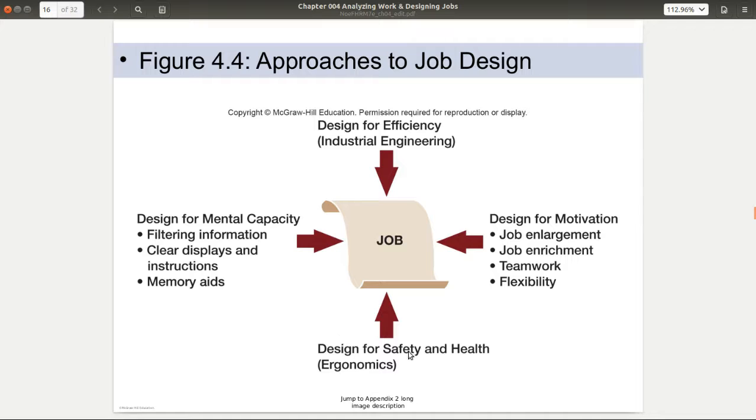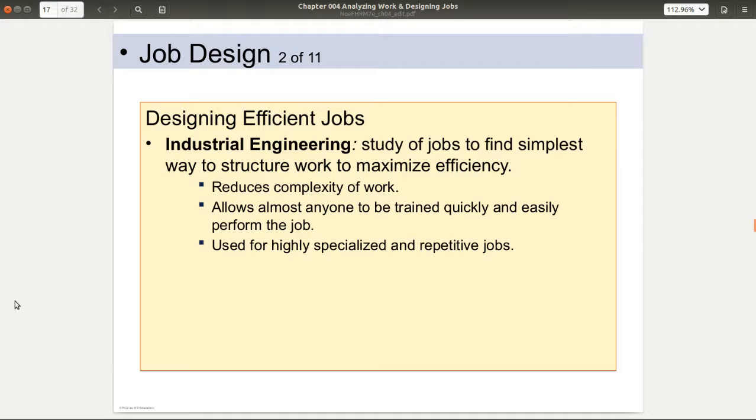Maybe one of the things you want to do is design for safety. So, for example, if you're talking about firefighters, one of the things they'll do is design those jobs to make them as safe as possible, because those are inherently dangerous jobs. And designing for mental capacity. Maybe you design things for a scientist or an architect or something along those lines. When you start thinking about industrial engineering, one of the things you're trying to do is reduce the complexity. In other words, what can we do to reduce the number of steps that has to happen in order for someone to get the job done?